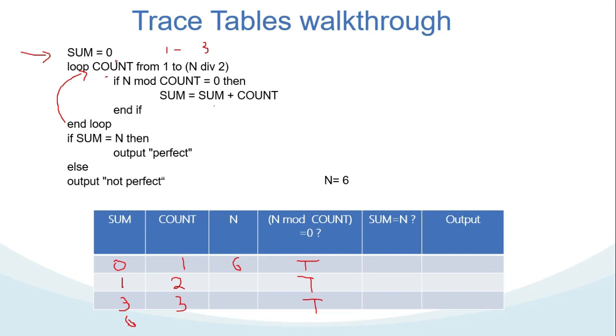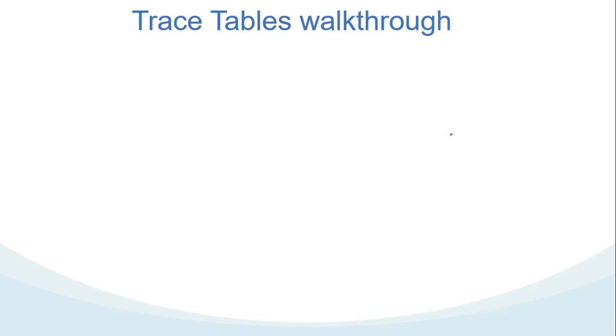Now it has already quit the looping because the condition is fulfilled. We continue to this. If sum equal to n, our sum is 6. 6 equal to 6, true. Then output perfect. Under here, we will write perfect. Let's see the last example.